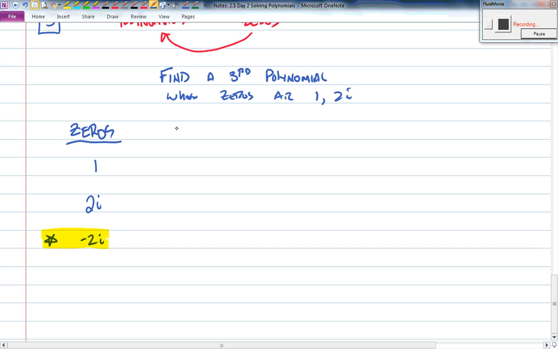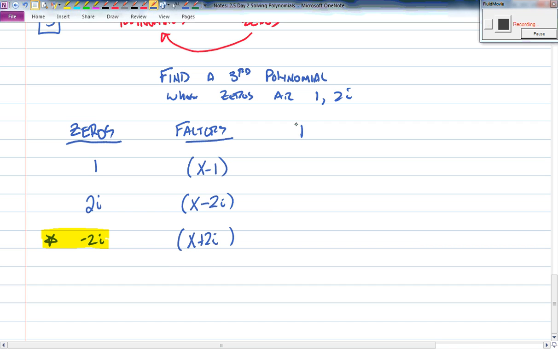If these are my zeros, can we then talk about my factors? If 1 is a 0, what does the factor theorem say the factor has to be? X minus 1, very good. If 2i is a 0, what does the factor have to be? X minus 2i. And if negative 2i is a 0, what does the factor have to be? X plus 2i. It's always x minus whatever the 0 is.